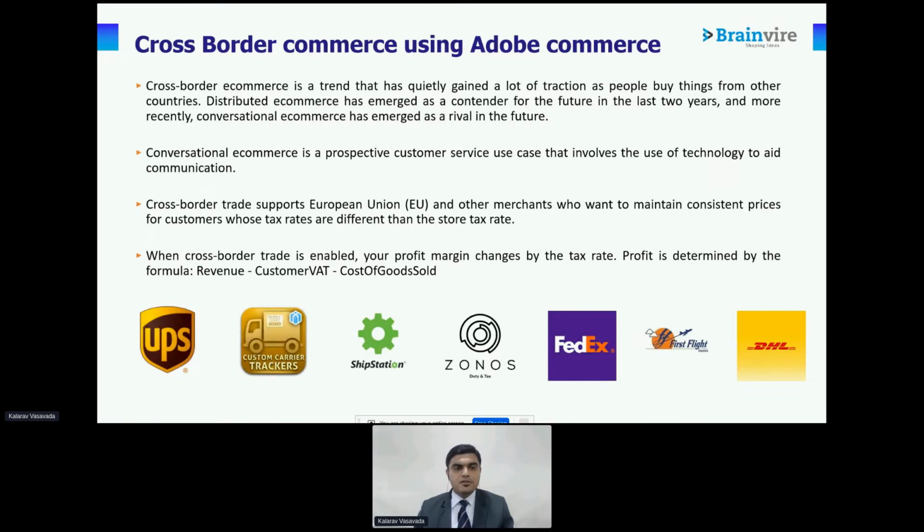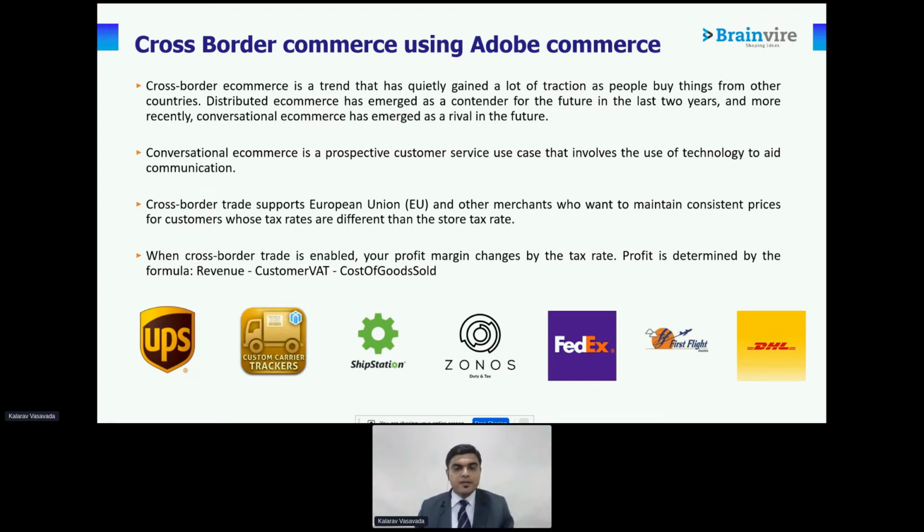in the configurations. There is a cross-border trade functionality which is available. You just need to enable it, so that way you can manage your profit margin changes and tax rate itself. And your profit is determined with the formula: revenue subtracted by customer weight and the cost of goods being sold. There are shipping systems like UPS, DHL, FedEx, and ShipStation.